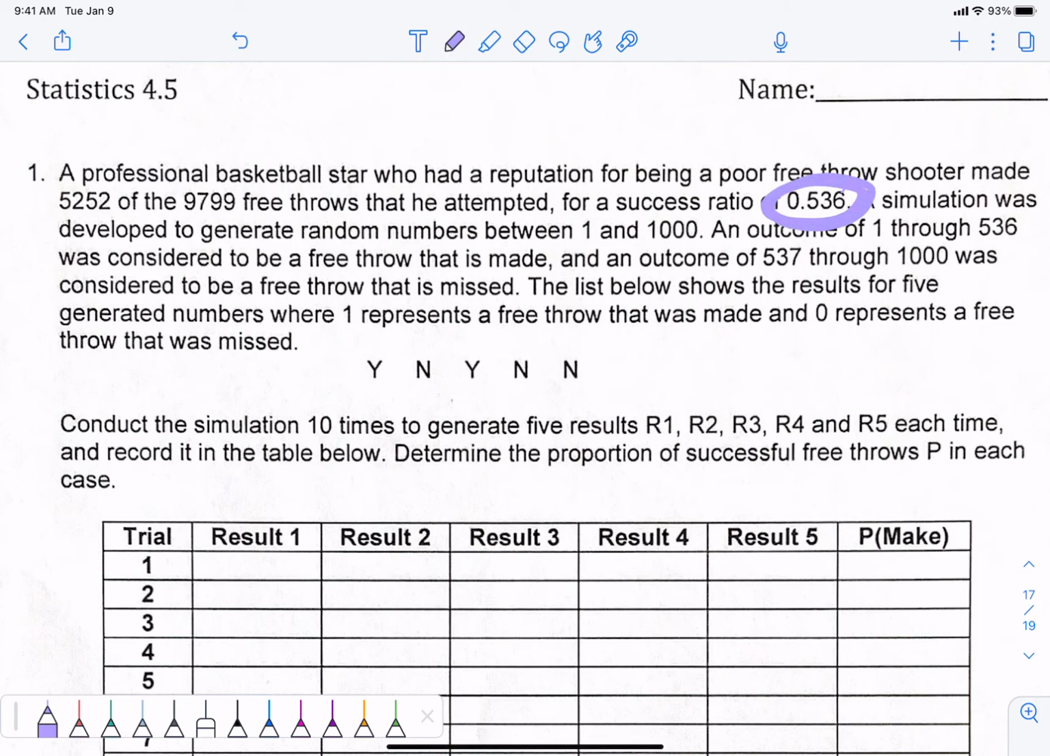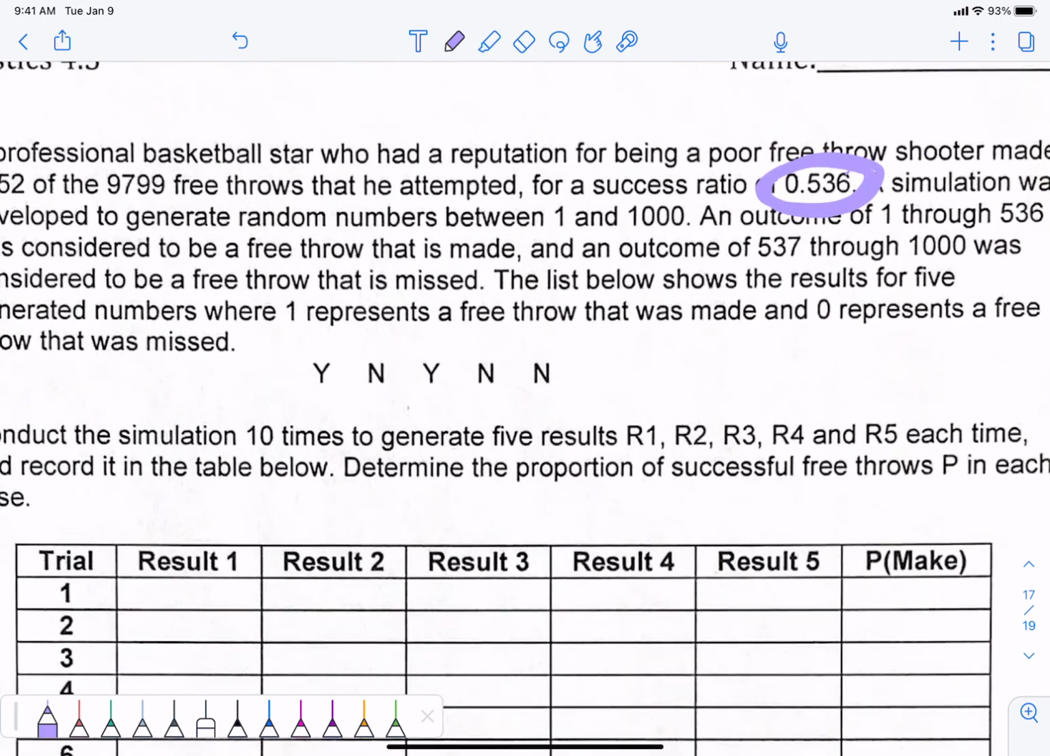Is that a good free throw percent if you're a pro? That's terrible, right? MJ's like, I could do that. I could do way better than that, right? Okay? So here's the deal.